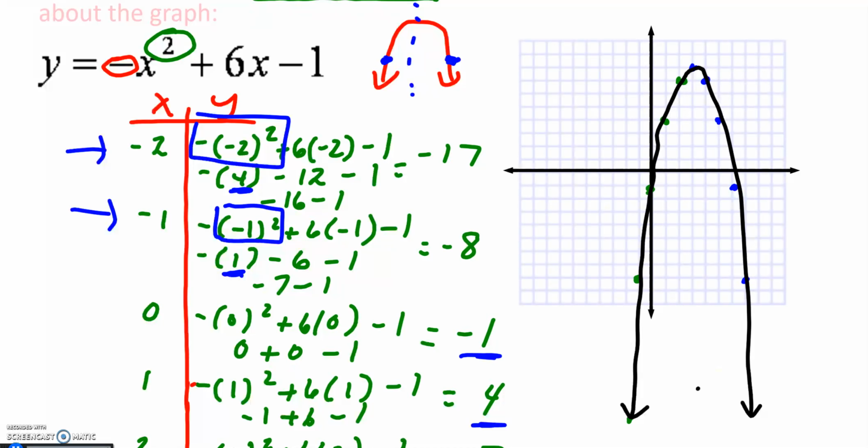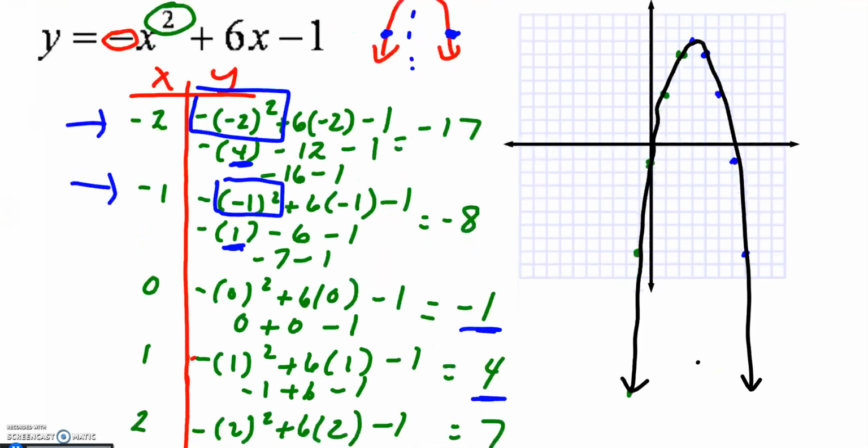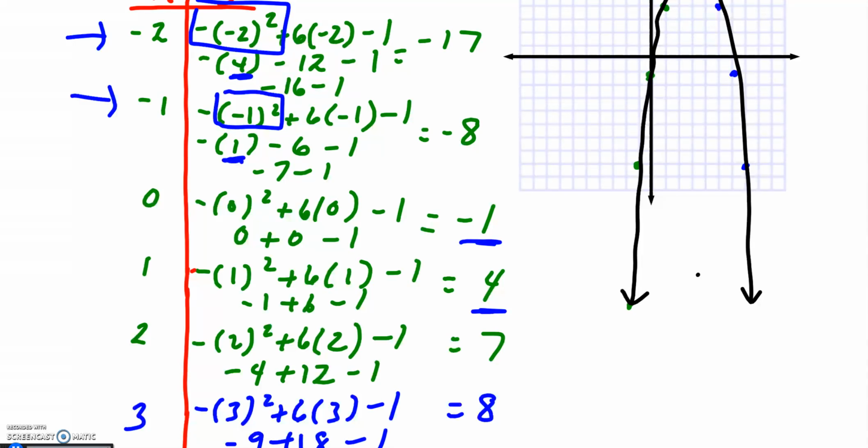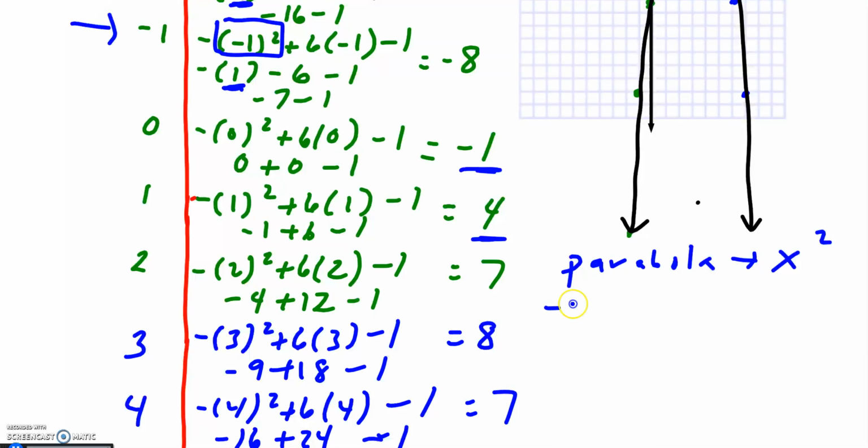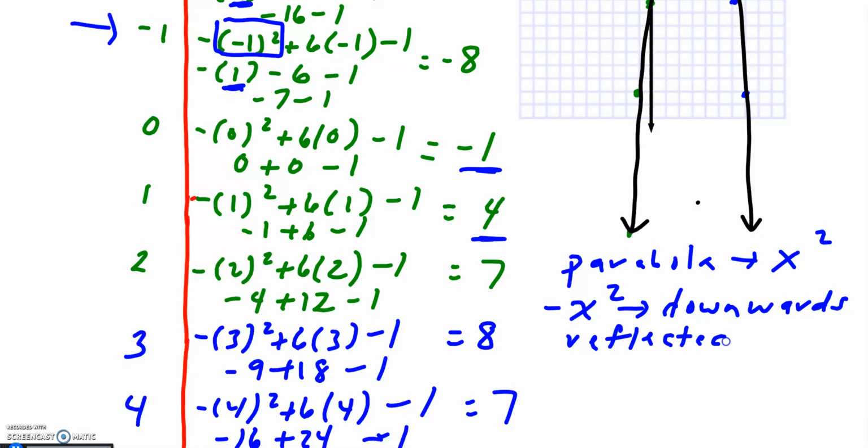Now let's talk about some characteristics of this parabola. So before we started, we said, first, I know this has to be a parabola in the first place because I have an x squared function. So that's something that's easy to predict. Secondly, because I knew that the x squared function was negative in front, I knew that it was facing downwards, or more specifically, it reflected over the x-axis, or flipped over the x-axis. That's another thing I can predict or guess before I use a table.